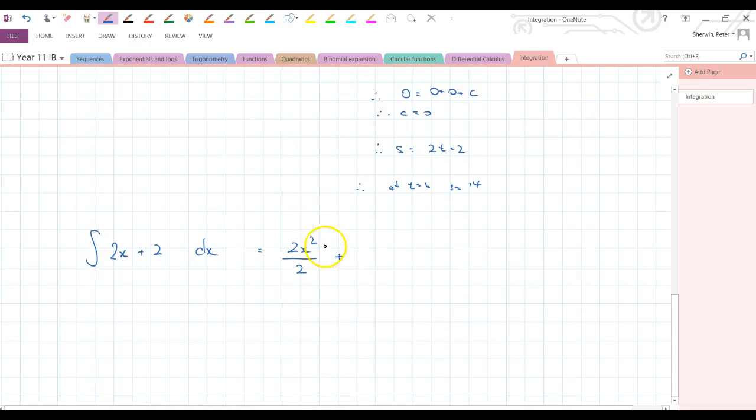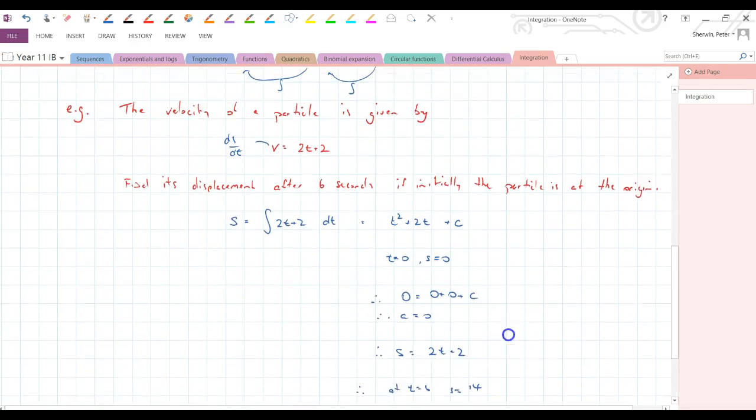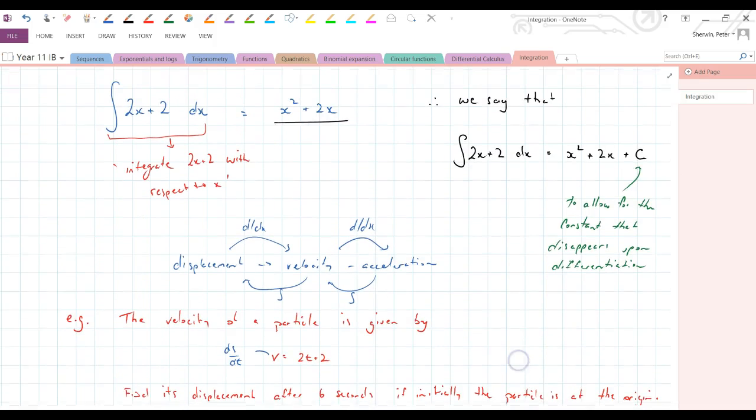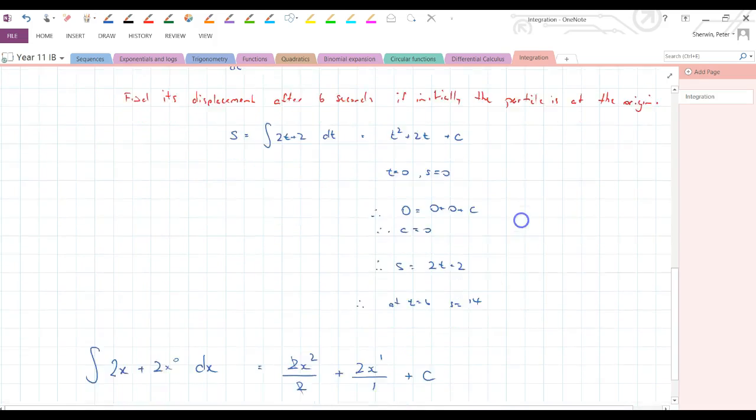Okay, so we continue and we just deal with each term as we go, just like we did with differentiation. Now the 2, well, that's 2x to the 0, isn't it, currently? So we raise its power by 1, so it becomes 2x to the 1, and we divide by 1, plus a c on the end. Tidy this up, and we get x squared plus 2x plus c, which is what we've established up here.